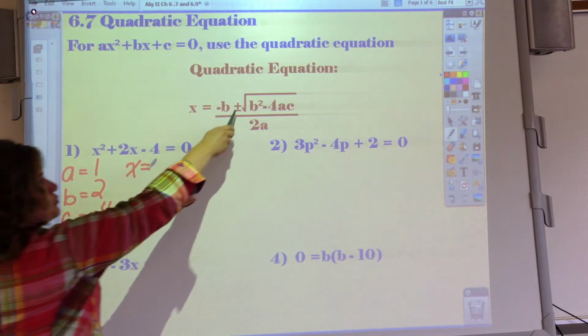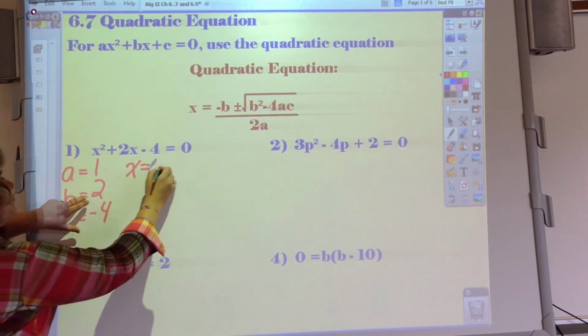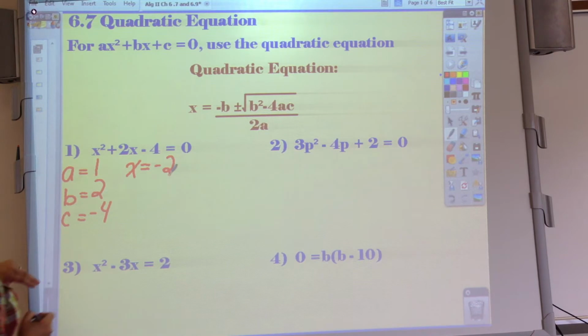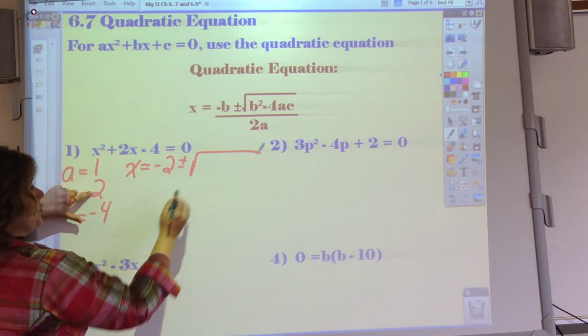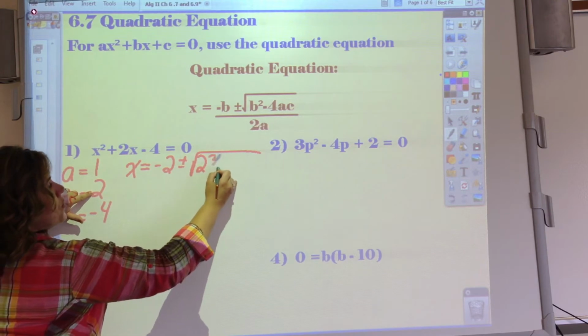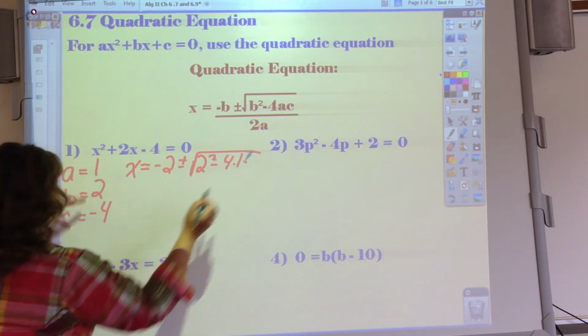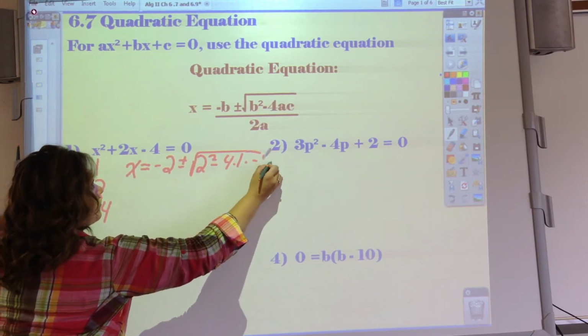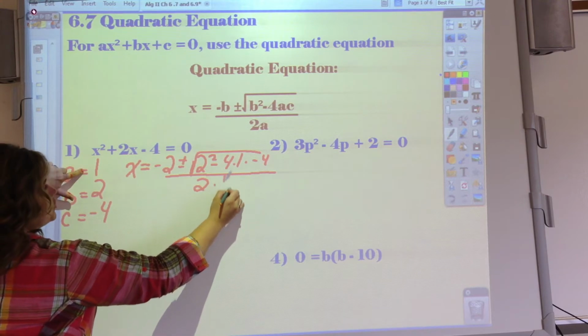Notice that with this plus or minus, we're going to end up with 2 values most of the time, just like we did completing the square. So first of all, a negative B value would be -2, plus or minus B squared. I'm going to replace that with 2 squared, minus 4 times A, which is 1, times C, which is -4. And I'm going to divide that by 2 times A, which is 1.